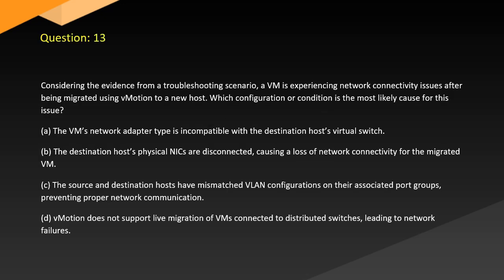Question 13. Considering the evidence from a troubleshooting scenario, a VM is experiencing network connectivity issues after being migrated using vMotion to a new host. Which configuration or condition is the most likely cause for this issue?